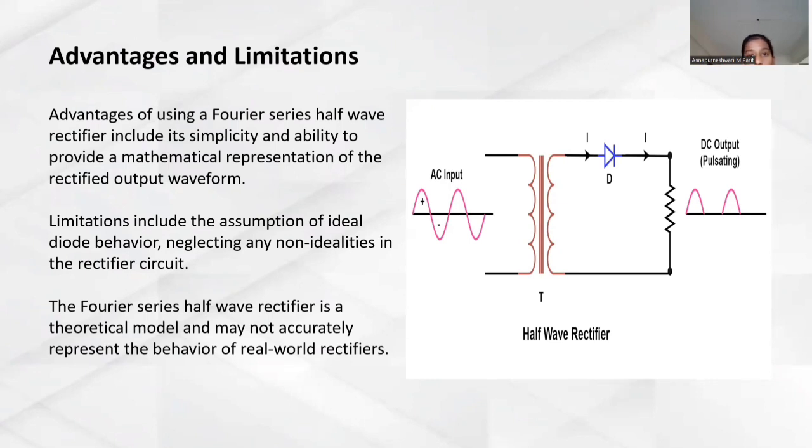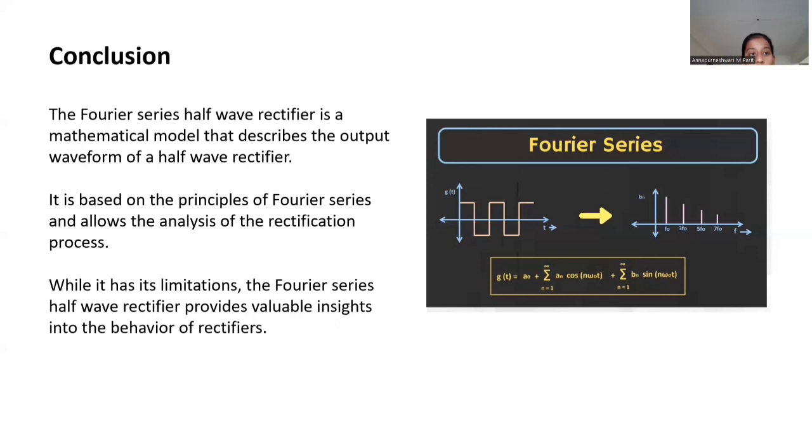of real-world rectifiers. Conclusion. The Fourier series half-wave rectifier is a mathematical model that describes the output waveform of a half-wave rectifier. It is based on the principle of Fourier series and allows the analysis of the rectification process. While it has its limitations, the Fourier series half-wave rectifier provides valuable insights into the behavior of rectifiers.